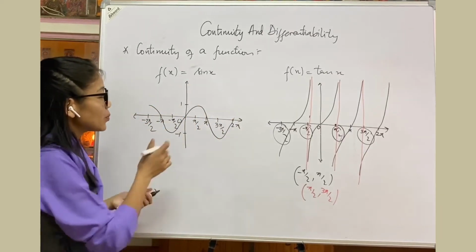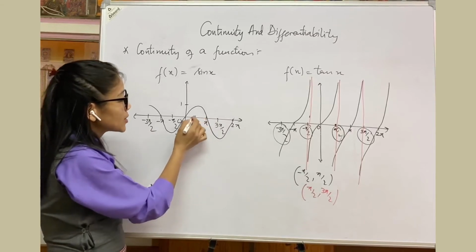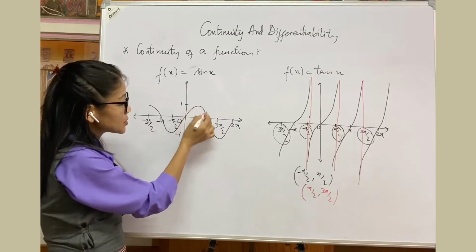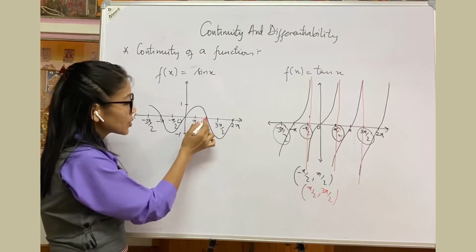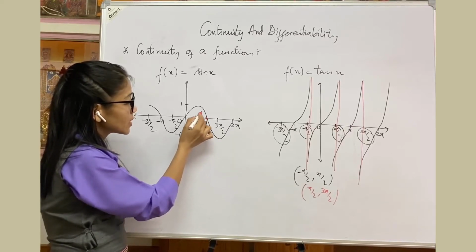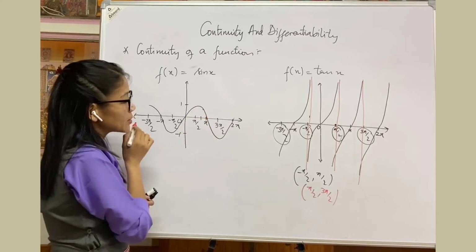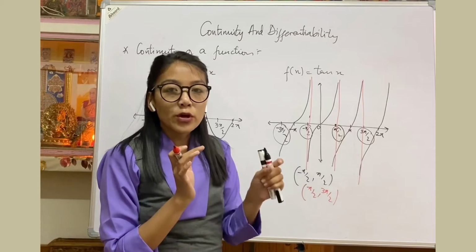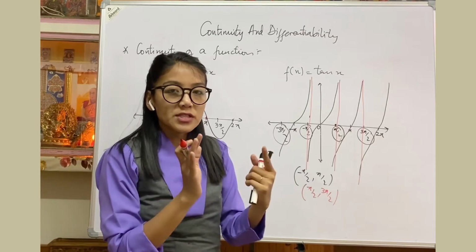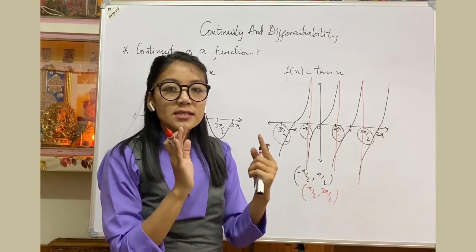If you take any point, if I take pi by 2, the graph is continuous. It continues. It is not broken. Similarly, if I take pi, it is continuous. It is not broken. Similarly, if I take a point somewhere here, again the graph is not broken. But you have to check whether the function is continuous in a certain interval or not.